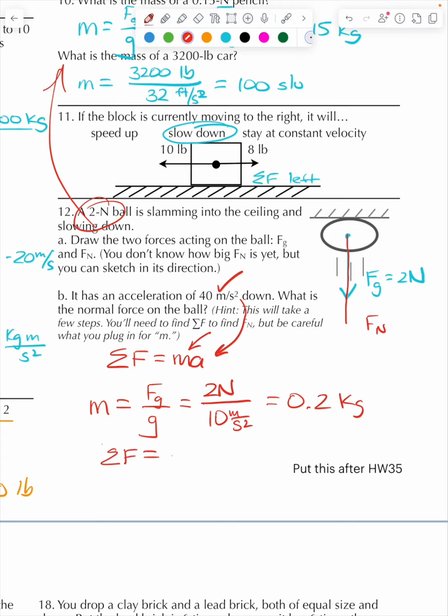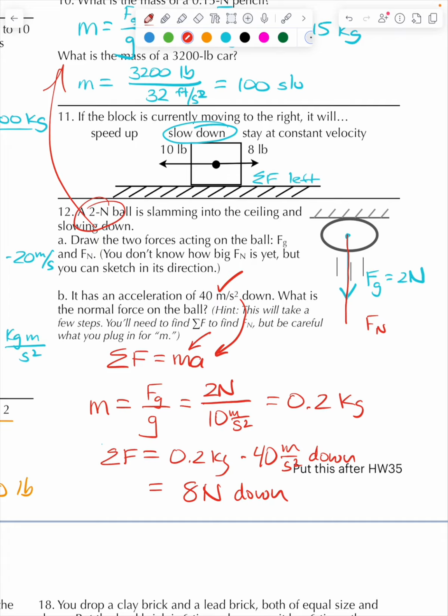So now we can solve for the net force. My sigmas are terrible today. 0.2 kilograms times the acceleration, which we said is 40 meters per second squared. I won't worry about positive or negative here. So when you multiply 0.2 times 40, you get 8 kilogram meters per second squared, or newtons down. Okay, that's not the answer. That's the net force that we're getting.